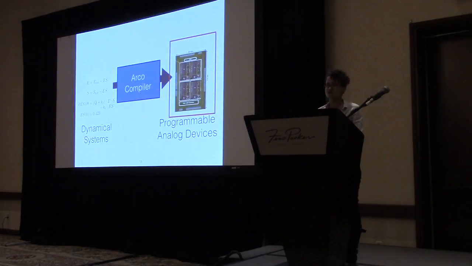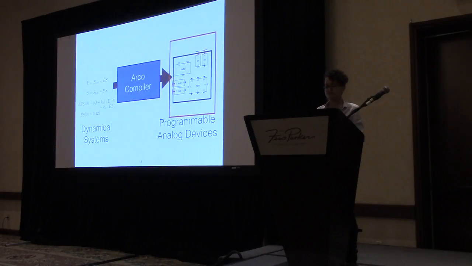Like any compiler, the Arco compiler works with an abstraction of the analog hardware. Standard compilers for digital systems target a standard ISA, which is an abstraction of the digital hardware. Our analog hardware also has an abstraction, but it is very different from the abstractions you see with digital machines. So let's take a closer look at the abstraction for programmable analog devices.